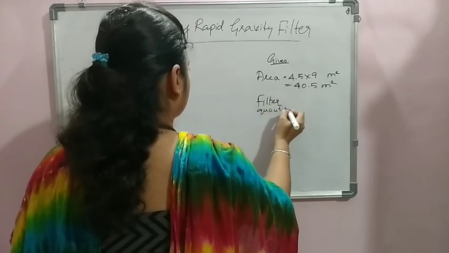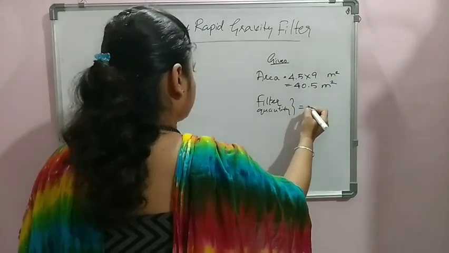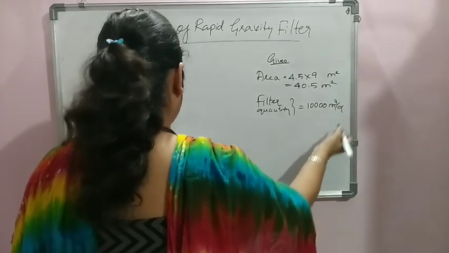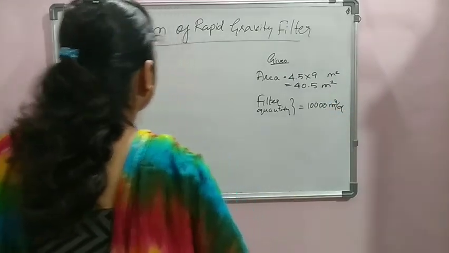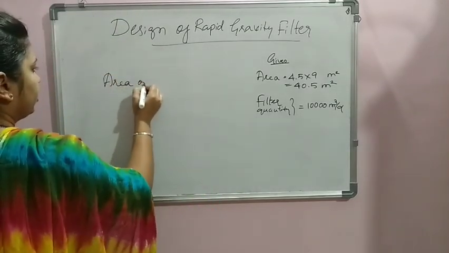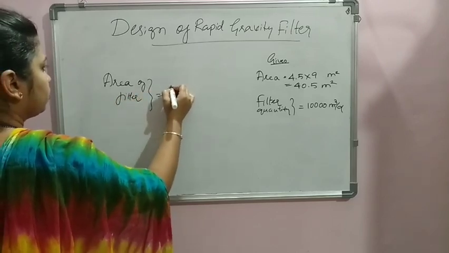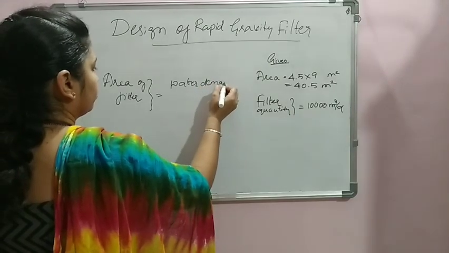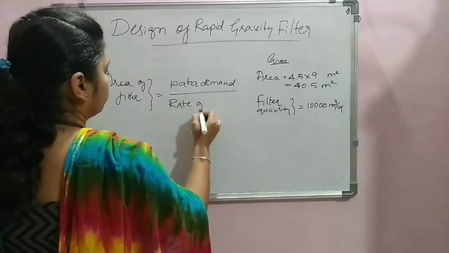Filtered quantity, which is given as 10,000 meter cube per day. Okay, so if we have this, we have a formula. Area of filter is equal to water demand divided by rate of filtration.